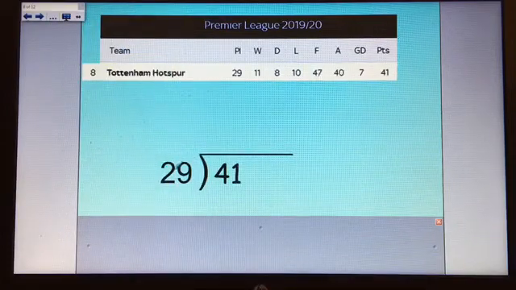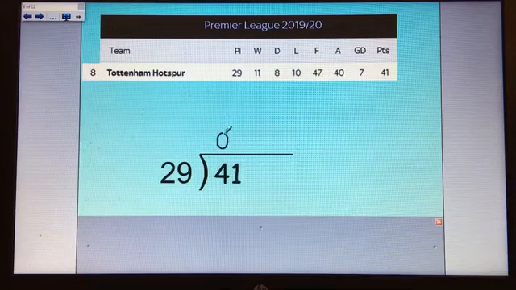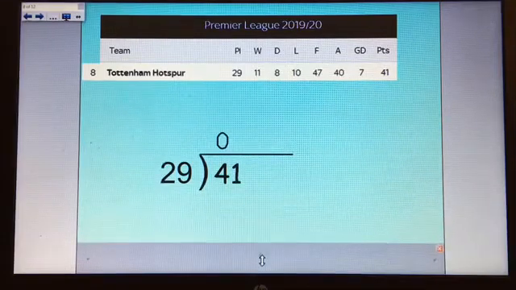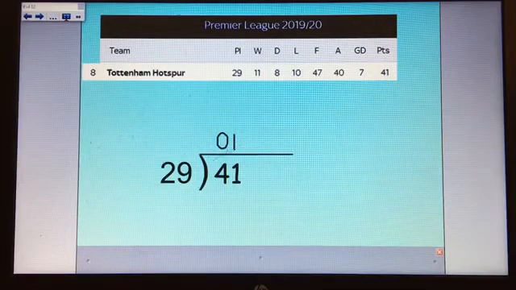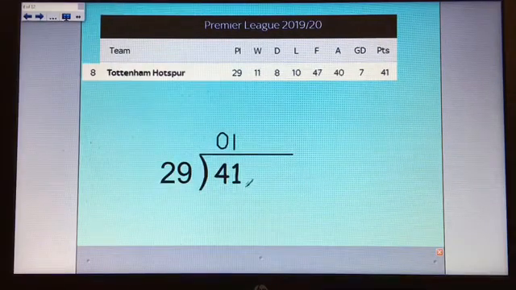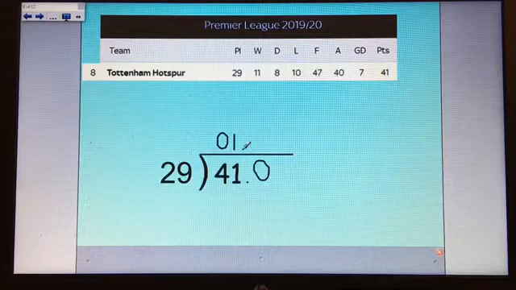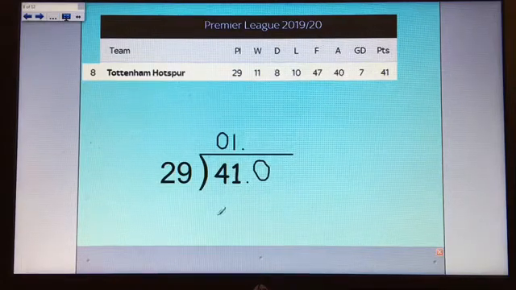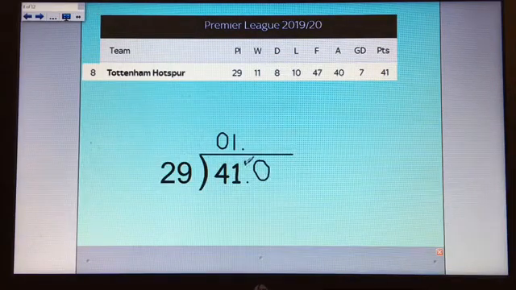So, first of all, how many times does 29 go into 4? It goes in 0 times. How many times does 29 go into 41? It goes in once. I'm pretty sure if I doubled 29, it's going to be more than 41. So I'm going to go into my decimals. We're going to round it to 1 decimal place. I've gone over this in previous videos before, but we're going to do it again. So 29 goes into 41 once with how much left over? 12.